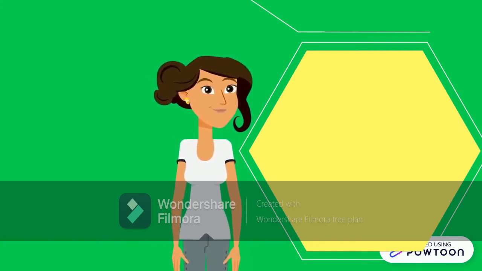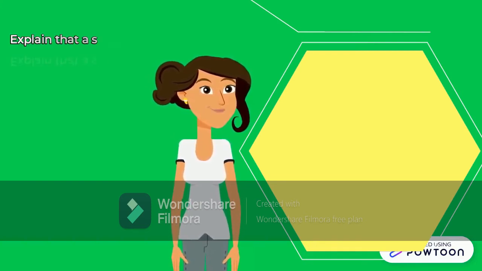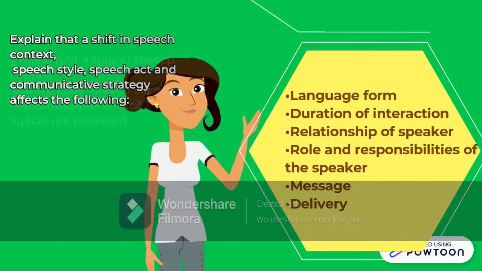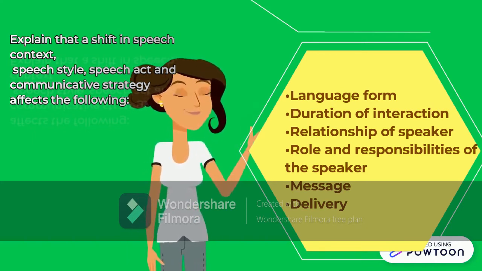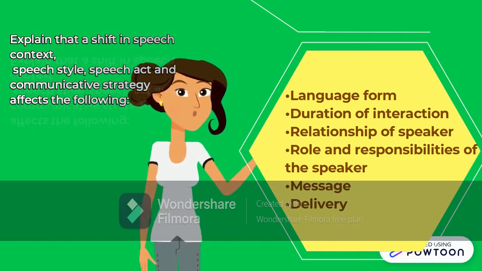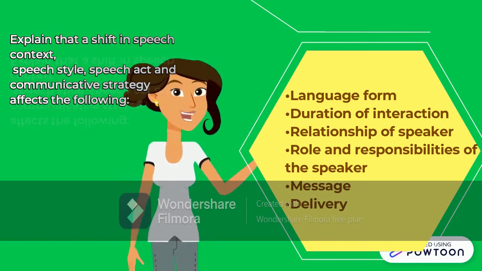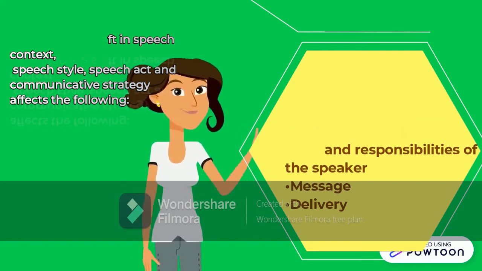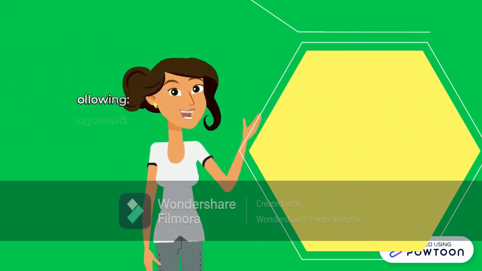By the end of our lesson, you are expected to explain that a shift in speech context, speech style, speech act, and communicative strategy affects the following: language form, duration of interaction, relationship of speaker, role and responsibilities of the speaker, message, and delivery.